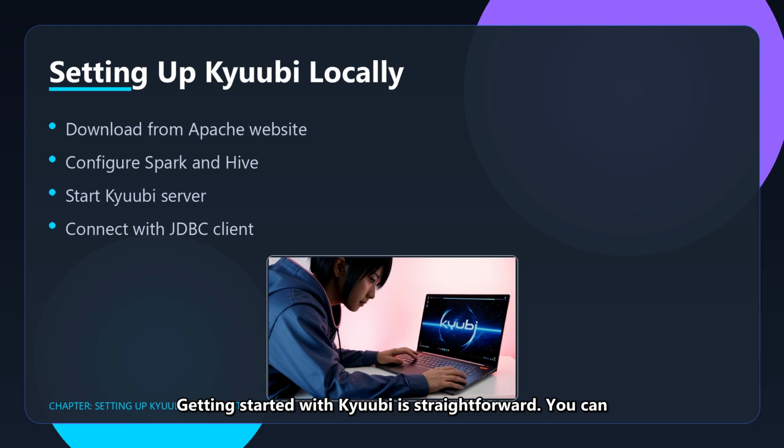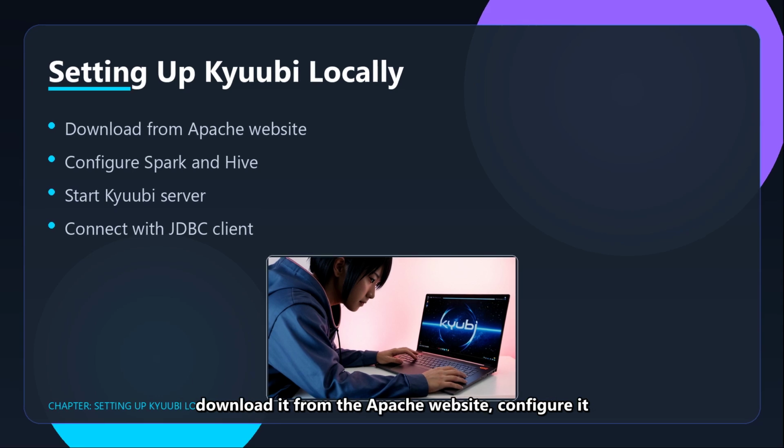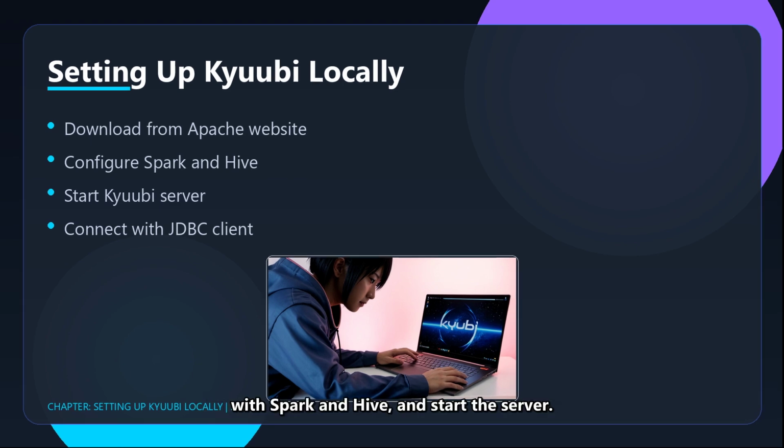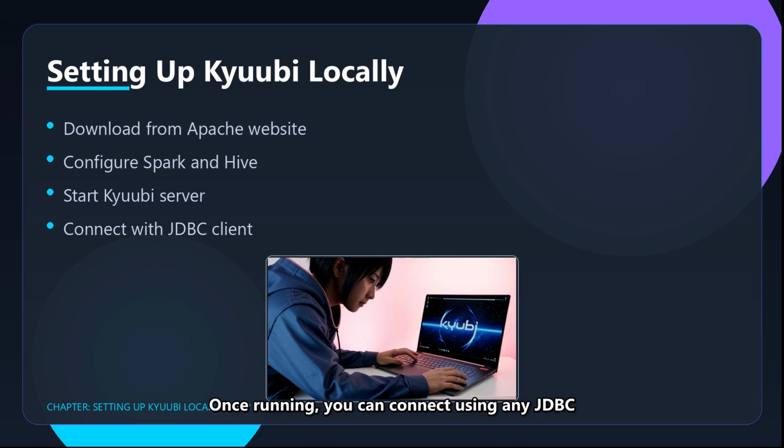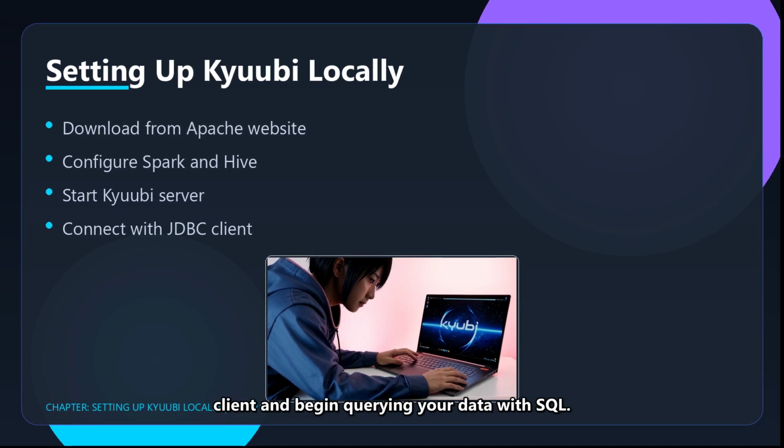Getting started with Kyuubi is straightforward. You can download it from the Apache website, configure it with Spark and Hive, and start the server. Once running, you can connect using any JDBC client and begin querying your data with SQL.